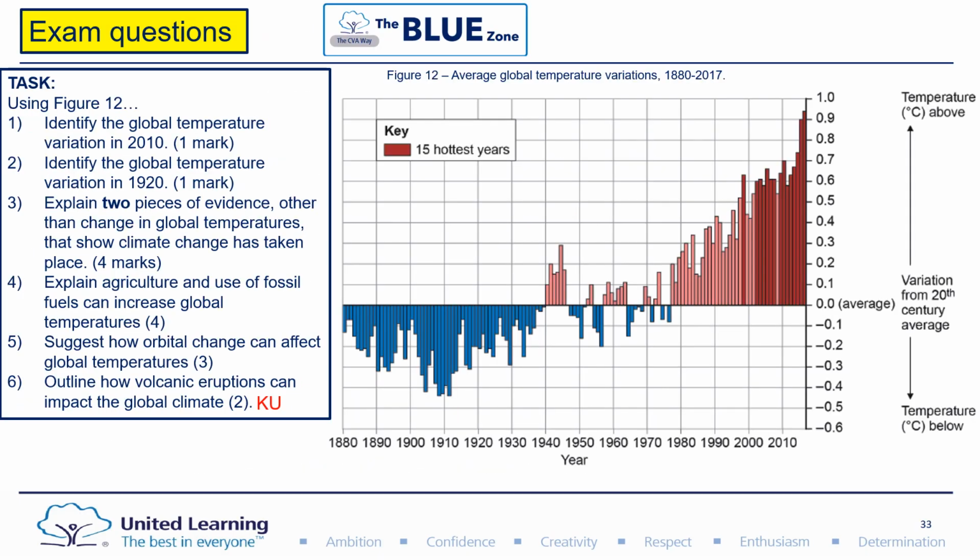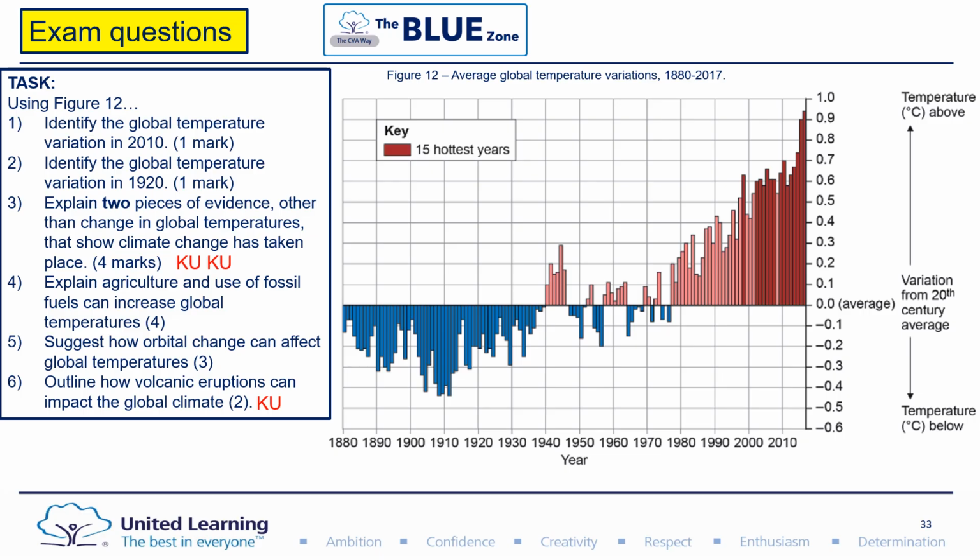So, blue zone task for you guys is, using this figure, identify the global temperature in 2010. 1 mark, just write the number. Number 2, what's the global temperature in 1920? Again, just write the number. Then you've got to explain 2 pieces of evidence other than global temperatures to show climate change. So you need to do a KU on either tree rings, ice core samples, pollen analysis. Do not talk about temperature records.